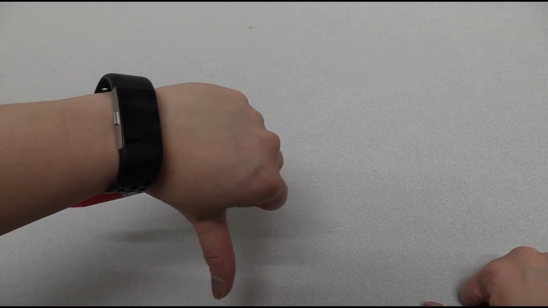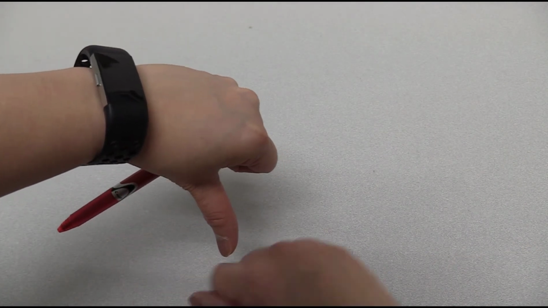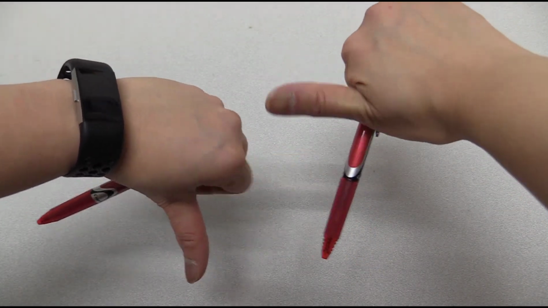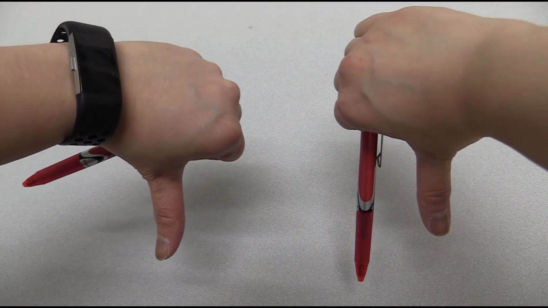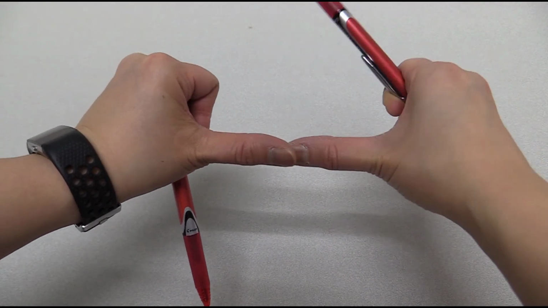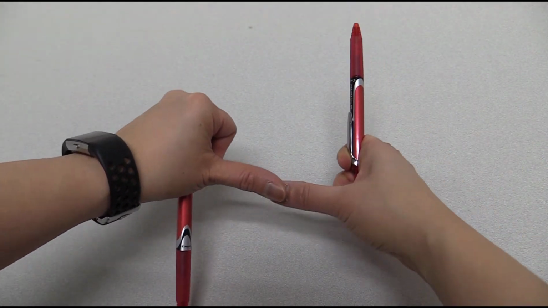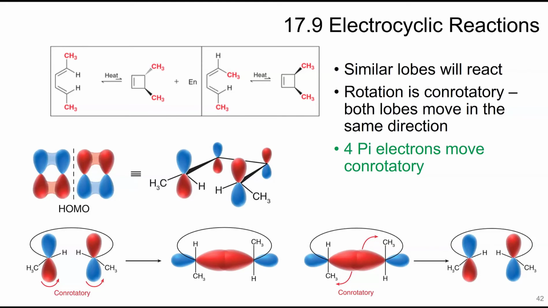So in the other example on this slide, one methyl group is out, the other one is in towards the ring. So I have my thumbs here. When they come together, that one will orient itself in a trans position. If you have 4 pi electrons, these move conrotatory, which means they're both moving in the same direction.